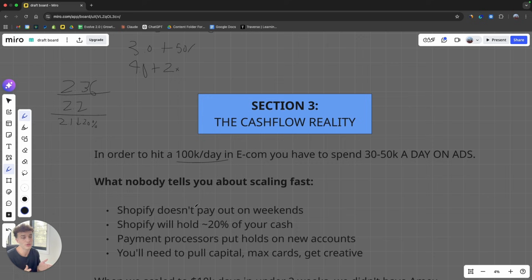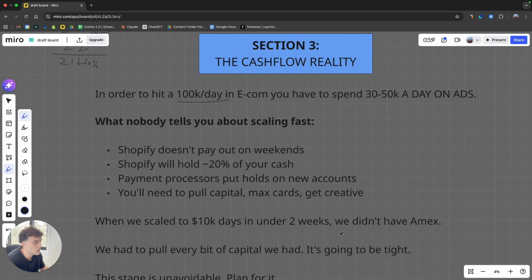An important thing, looking at our previous product test, is that we didn't have an Amex card. So we literally had to pull out every single bit of capital we had, max out credit cards, everything to be able to hold this scale. And it comes down to a few reasons. The main one being Shopify doesn't pay out on weekends. So you're good through the week. You'll have the cash flow coming in, spending it on ads. It's like a machine essentially. But on weekends, it kind of comes to a pause.